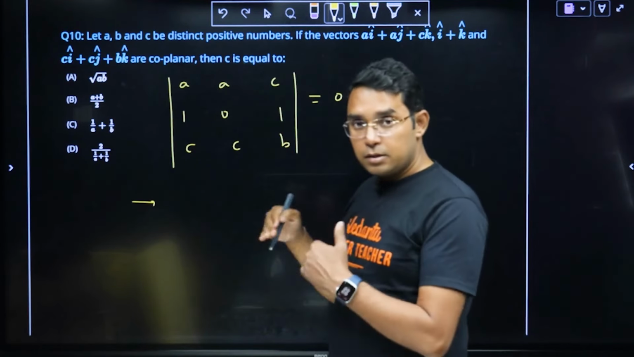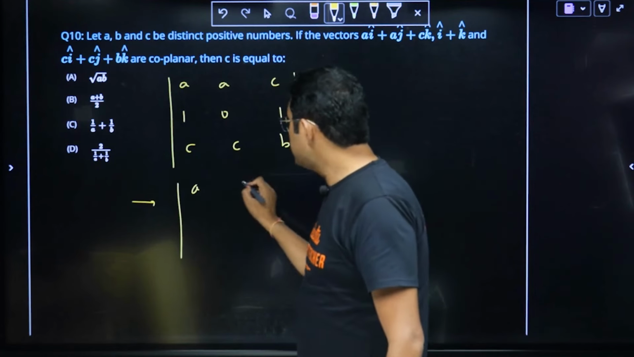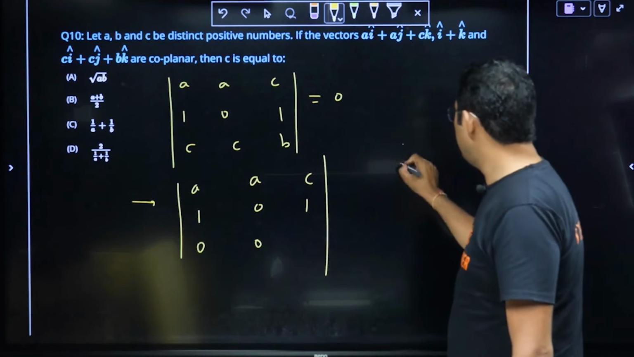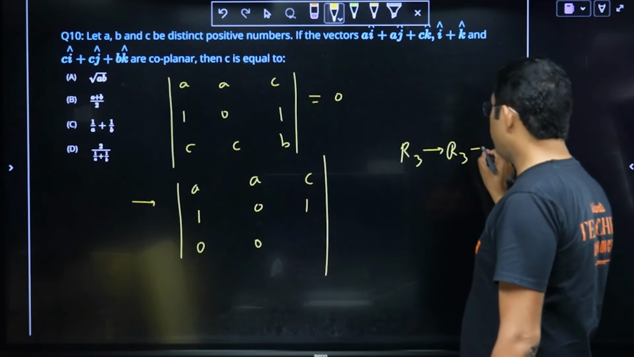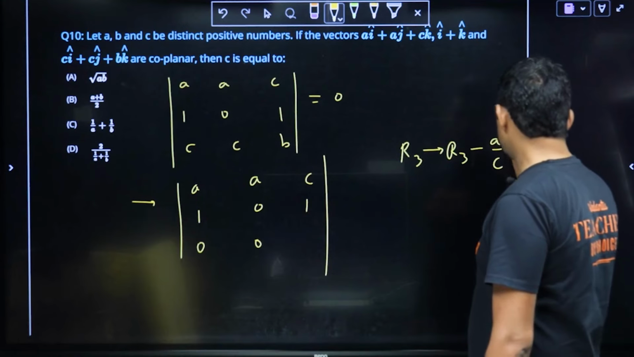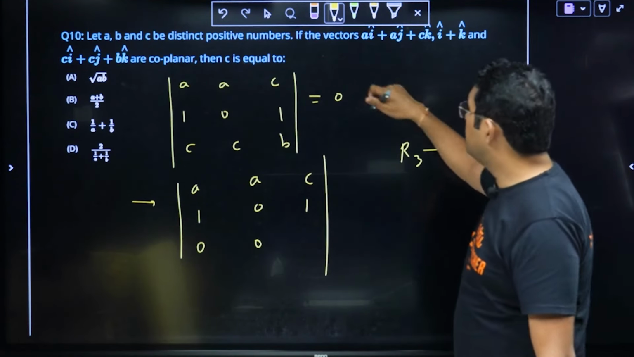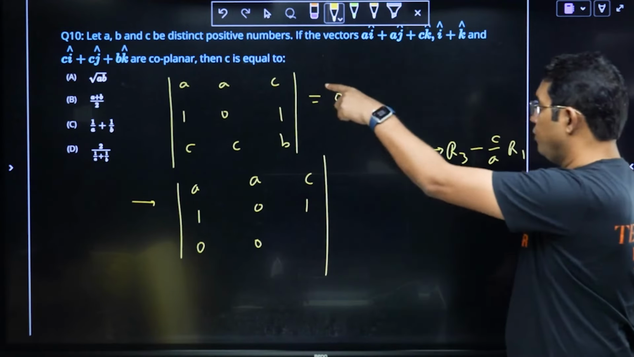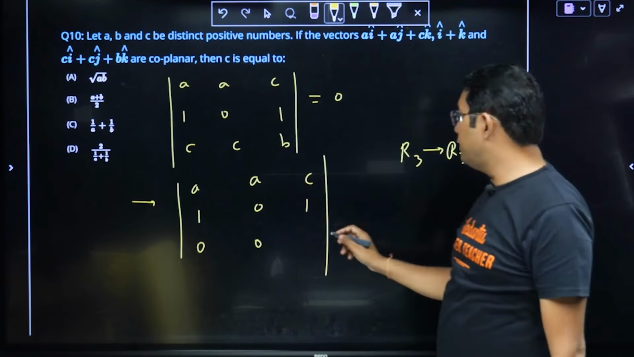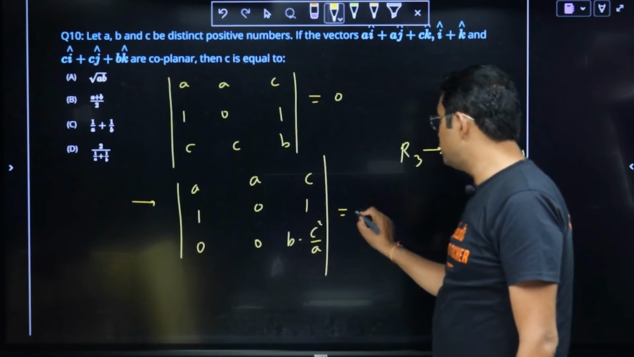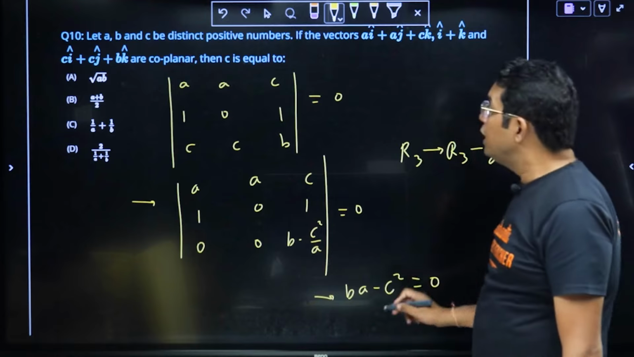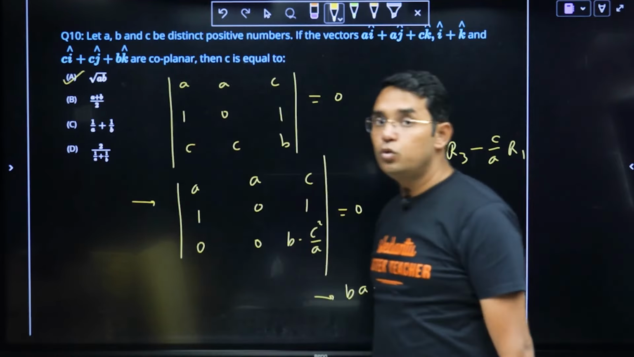So I can subtract from the third row. Let me first write the first two rows as they are. Now I will make these two zeros by writing R3 changed to R3 minus, I think, a upon c times R1. Actually the other way, c upon a R1. So a will get cancelled, c you will get there, so 0, 0, and here it will be b minus c square upon a, that is equal to 0. If you open it, you get ba minus c square equal to 0, which gives you c equal to root ab.